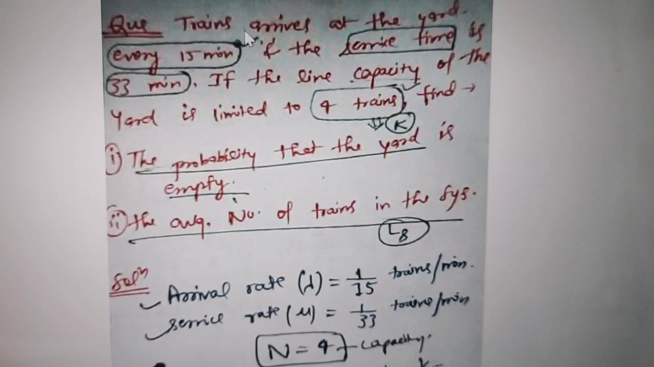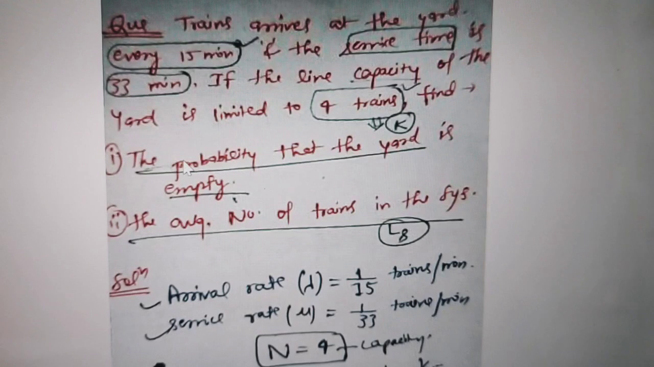I have taken this example to easily understand model number 2. The problem statement says that trains arrive at the yard every 15 minutes and the service time is 33 minutes. If the line capacity of the yard is limited to 4 trains, find the following things. It is clear that the capacity of the system is limited to 4 only, so the problem is based on model number 2.